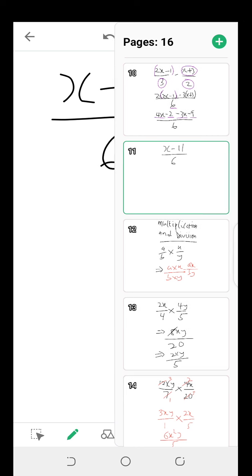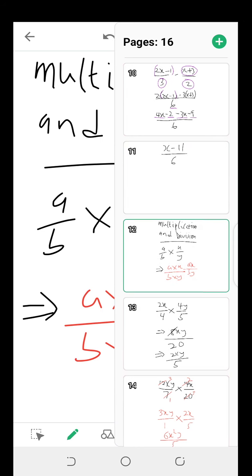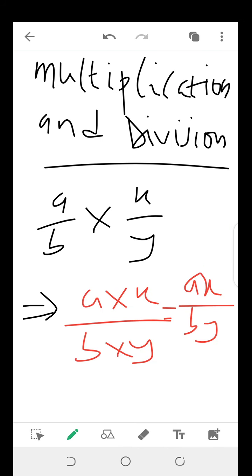So let's continue to multiplication and division of algebraic expressions. Very easy here. All that we need to do is multiply the numerators separately and multiply the denominators separately.